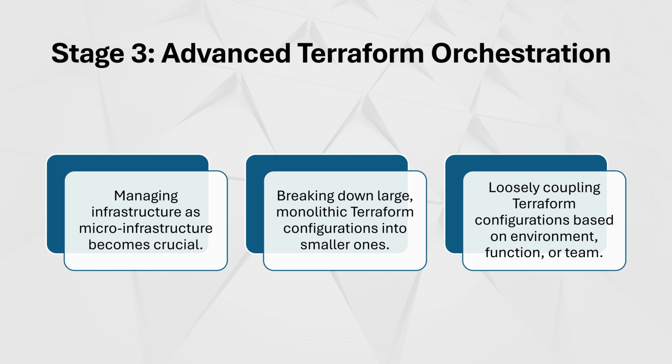Moving on to stage 3, and this is advanced Terraform orchestration. As organizations continue to mature, it's important to manage infrastructure as what we call micro-infrastructure, which involves breaking down large monolithic Terraform configs into smaller, loosely coupled ones. And this slide highlights the importance of managing infrastructure as micro-infrastructure, similar to what we do with microservices.